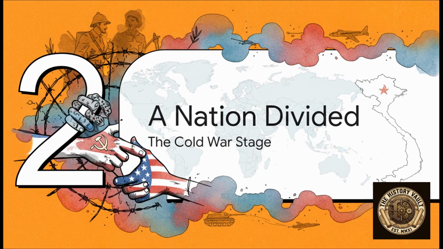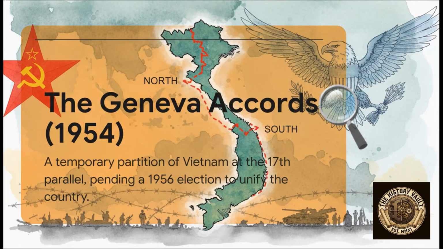As soon as France was out, two new, much bigger players stepped onto the field, the United States and the Soviet Union. Suddenly, Vietnam wasn't just Vietnam anymore. It was a new front in the global Cold War. The major powers came up with a plan called the Geneva Accords. They basically drew a line on the map, splitting the country in two. But here's the key. It was supposed to be temporary. The whole idea was to hold an election in a couple of years to let the Vietnamese people decide their own future. But in the tense atmosphere of the Cold War, that election never happened.